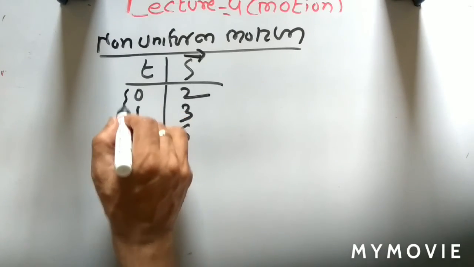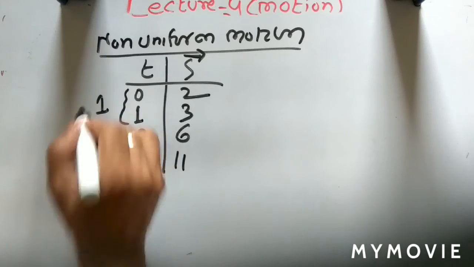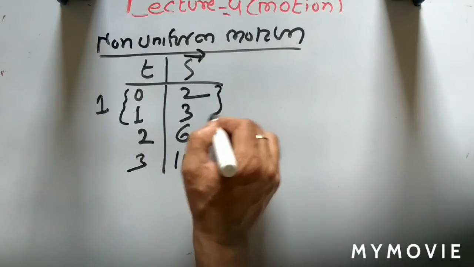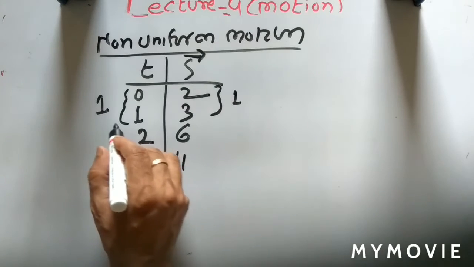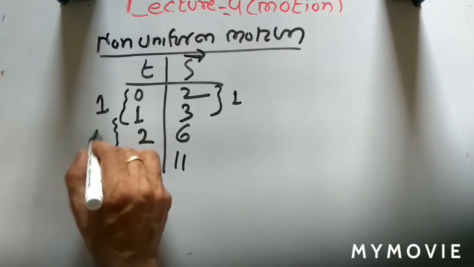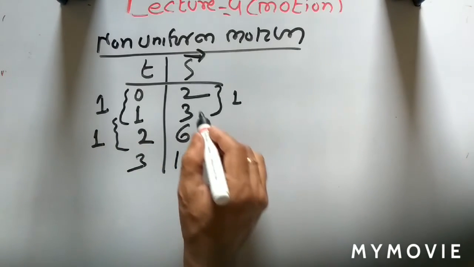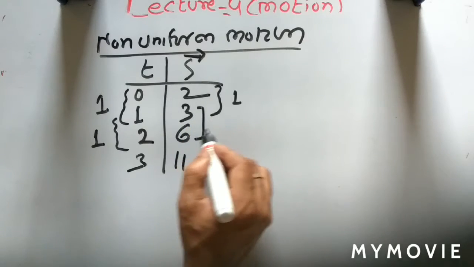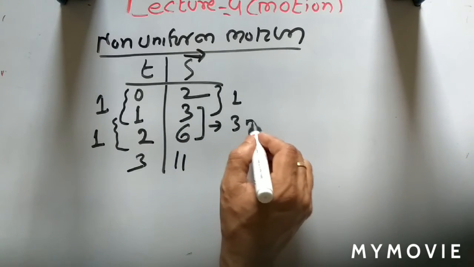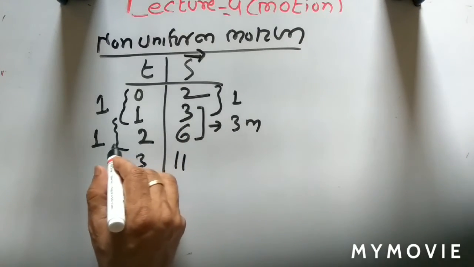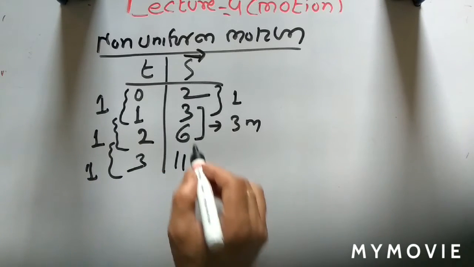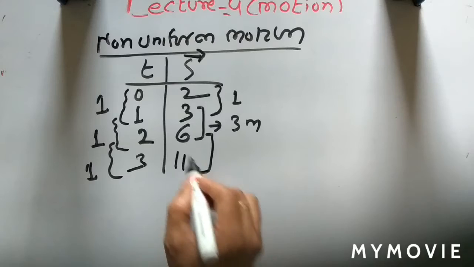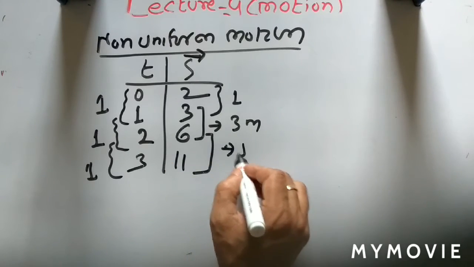So now see, from 0 to 1, what is the time change? Time change is 1. So what is the displacement covered? Change 3 minus 2, that is 1 meter. Next, from 1 to 2 seconds, what is the change in time? 1 second. But what is the displacement covered from 3 to 6? That is 3 meter. And from 2 to 3 seconds, what is the change in time? 1 second. But what is the displacement change? 6 to 11, that is 5 meter.